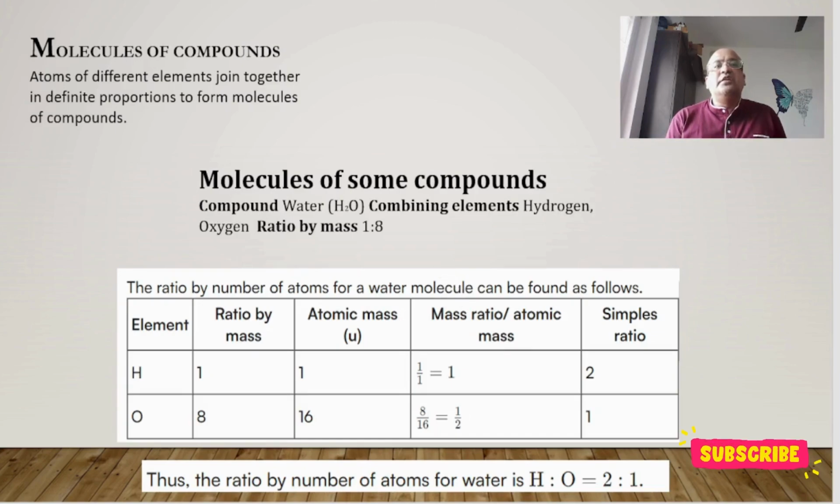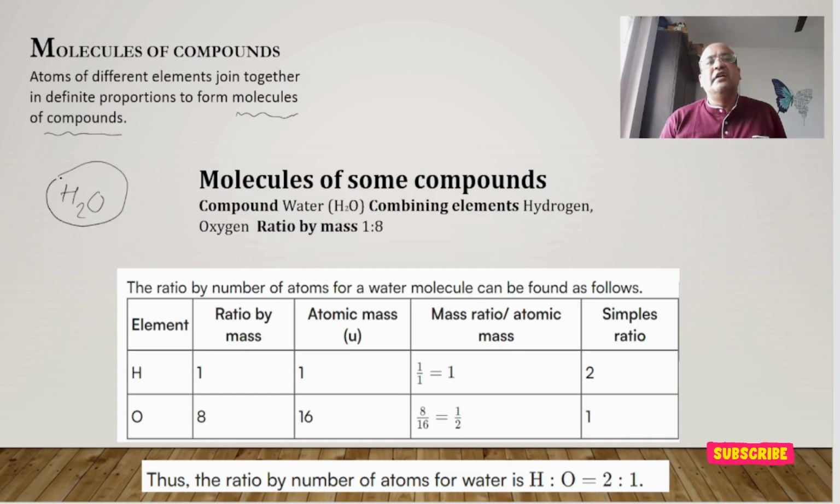Right. So let's try to understand molecules of a compound. What is a molecule of a compound? For example, I will take water, right? Water is made up of two elements, one is hydrogen and one is oxygen, right? So atoms of different elements join together in a definite proportion to form molecules of a compound. Right, the proportions are fixed. That's the reason we get a molecule of a compound.